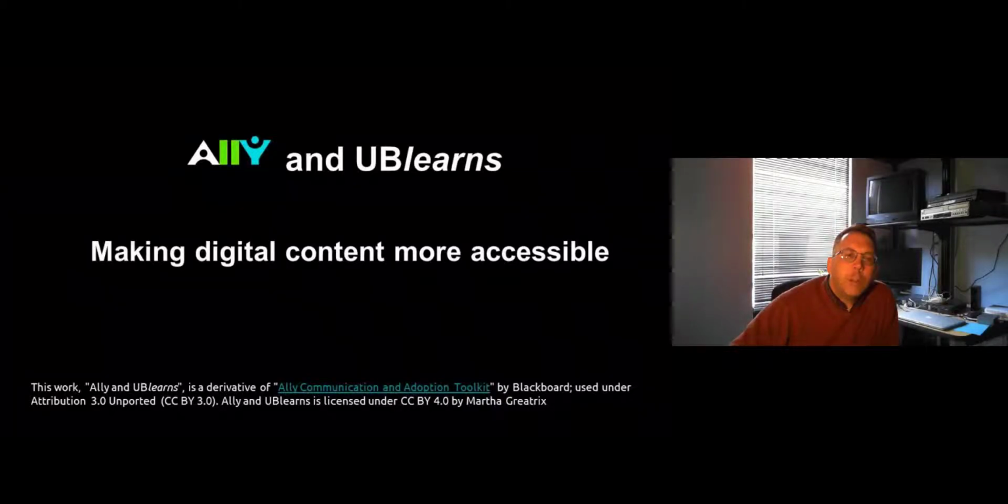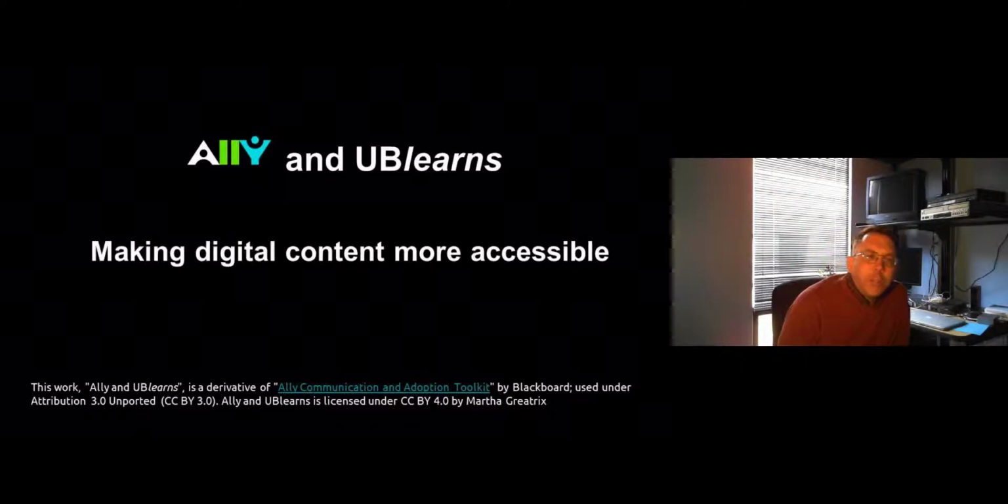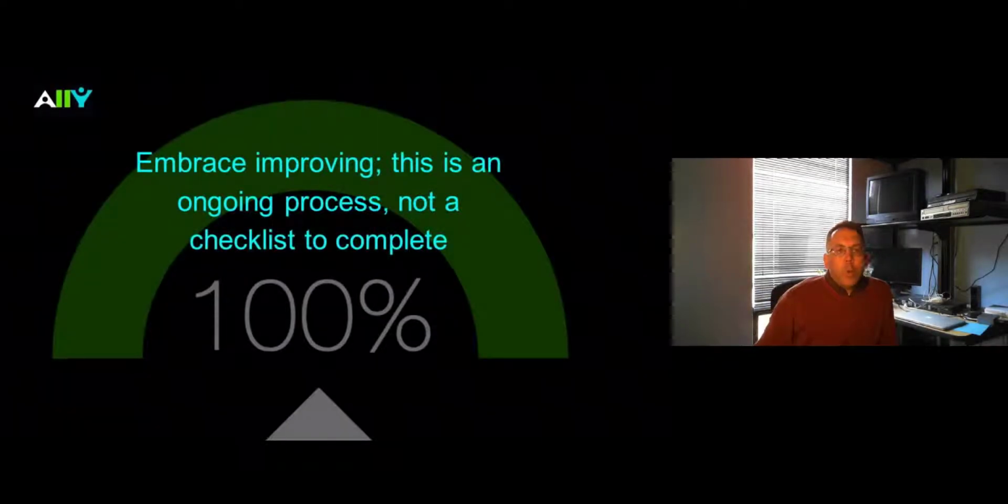Today I'm going to be talking to you about Ally and UBLearns, or Blackboard. Ally is a new tool in Blackboard that will scan any documents that you upload into Blackboard and check them for accessibility. What we're hoping to do is have you work towards making your documents accessible. And we really view this as an ongoing process. We don't expect you to go out tomorrow and redo all your course documents and make sure everything's 100% accessible.